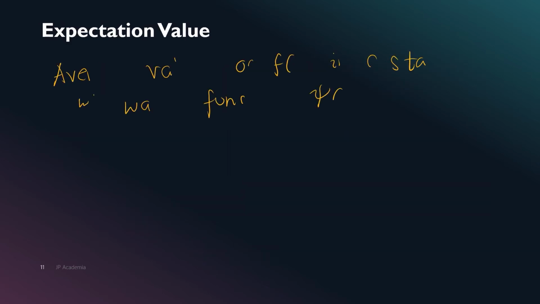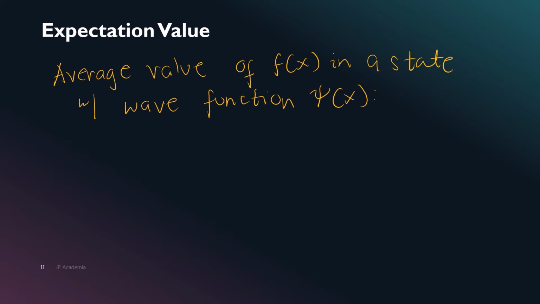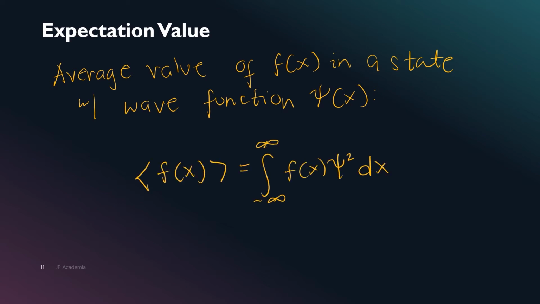The average, or the expectation value, of any physical property f(x) can be calculated if the wave function is known. This is written as the one shown here, and if the function f here is equal to, let's say, the position of our particle x, we can get the average value of our position x.